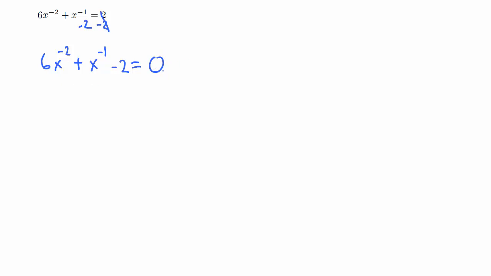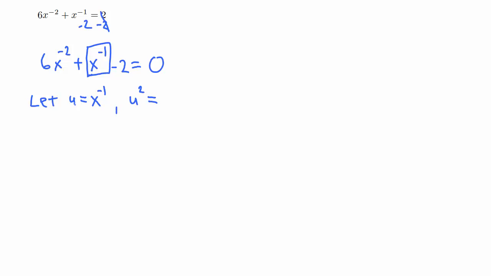Now, just looking at this, you can see how this is almost a quadratic equation. Not quite, but almost. The reason it's not quite a quadratic equation is because the exponents are negative. So just like we've done before, we're going to take this middle term and let it be a replacement variable u. So I'm going to let u equal x to the negative 1 power.